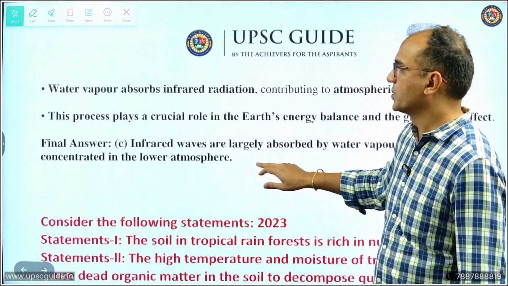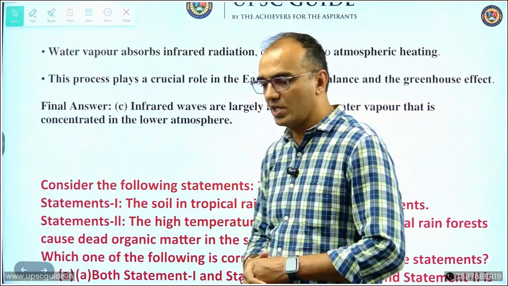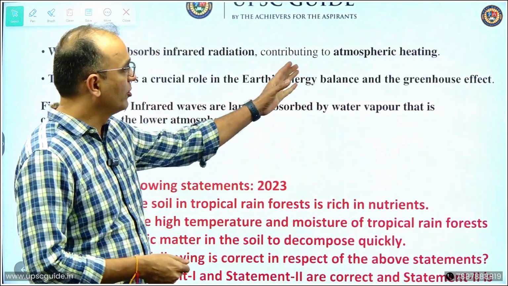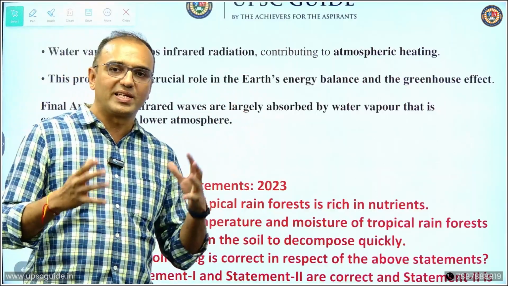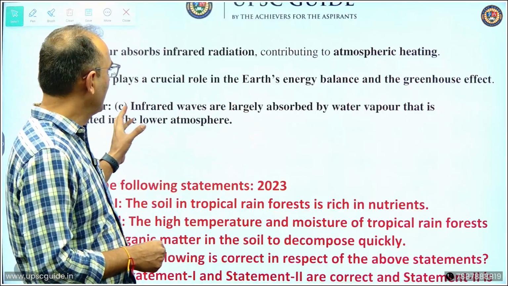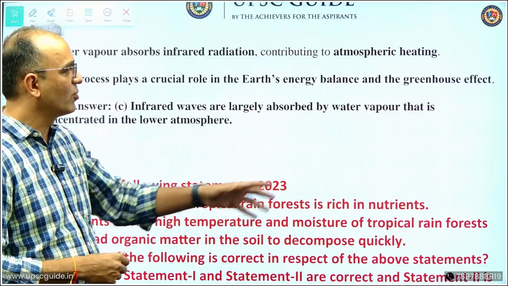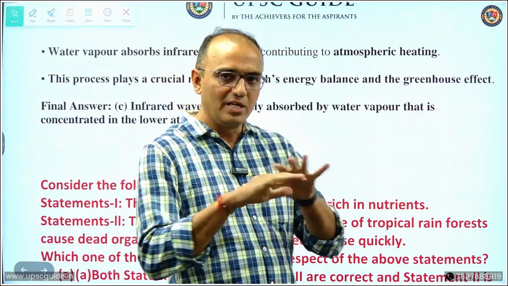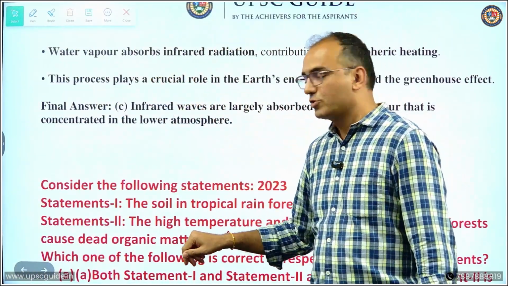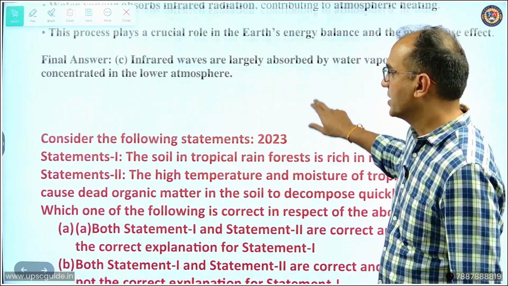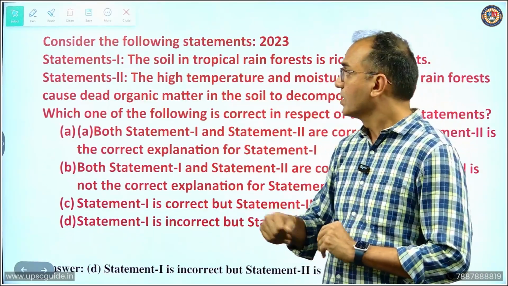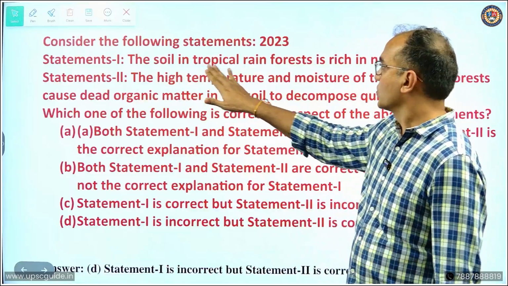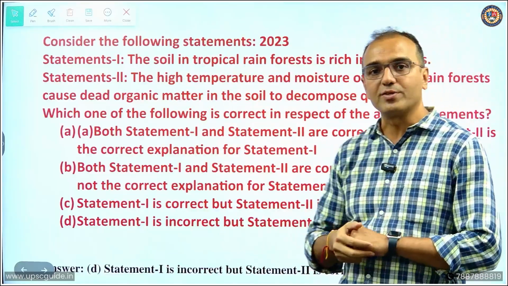So only one option is correct. Water vapor absorbs infrared radiation, right? Contributing to atmospheric heating. This process plays a crucial role in energy balance and greenhouse effect, right? Final answer is C. Infrared waves are largely absorbed by water vapor that is concentrated in the lower atmosphere. So answer is C. Next, consider the following statements. Now this is about the soil. Statement 1. Soil in tropical rainforest is rich in nutrients.